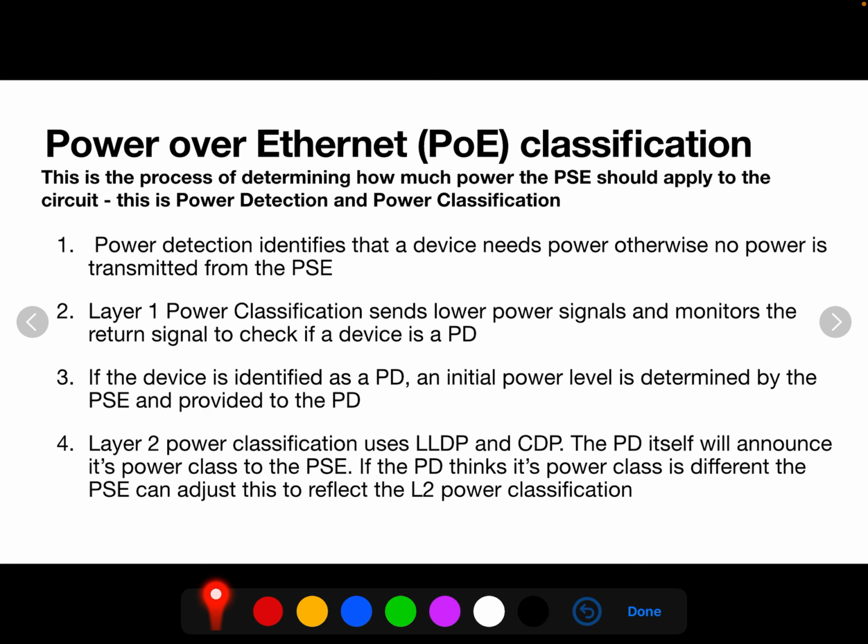If there's no return signal, then this power classification process doesn't succeed, and then there's no power given. There's no power transmitted from the power sourcing equipment. There's basically a process here to identify if that device on the other end actually is a PoE device that requires power. And so this is the initial process: sending the low power signal down that cable and then monitoring the return signal. It's like saying, hello, is there a powered PoE device connected on the other side? Please respond. If not, you don't receive any power.